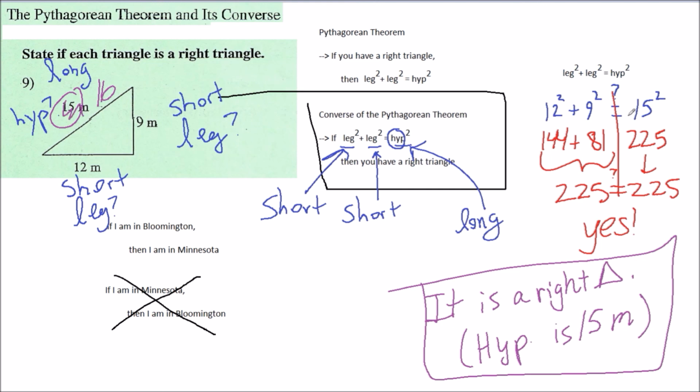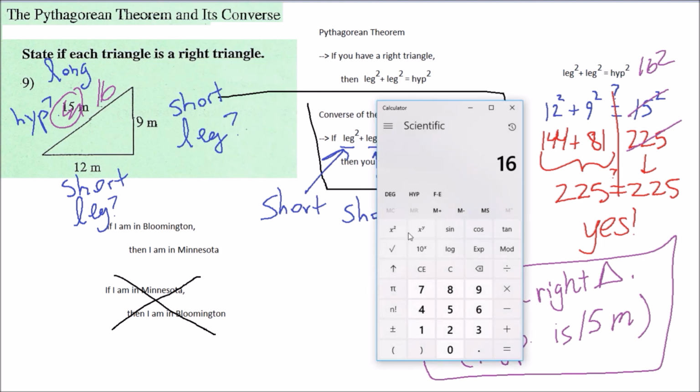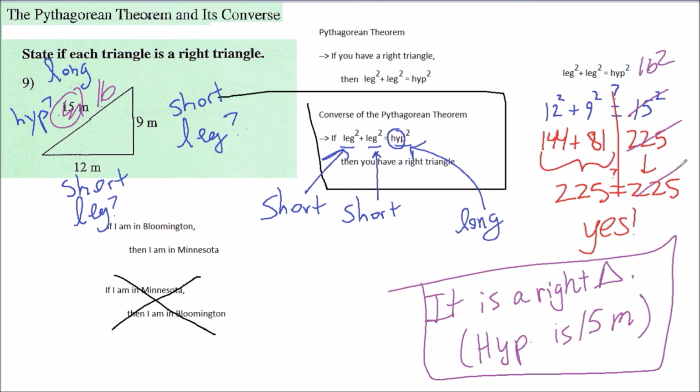So I said, oh, it wasn't 15 squared, it was 16 squared. So it wouldn't be 225. I think that's 256 now. 16 squared is 256. And then I would say, no, 225 on the left does not equal 256 on the right. So then my answer would be no, it's not a right triangle.